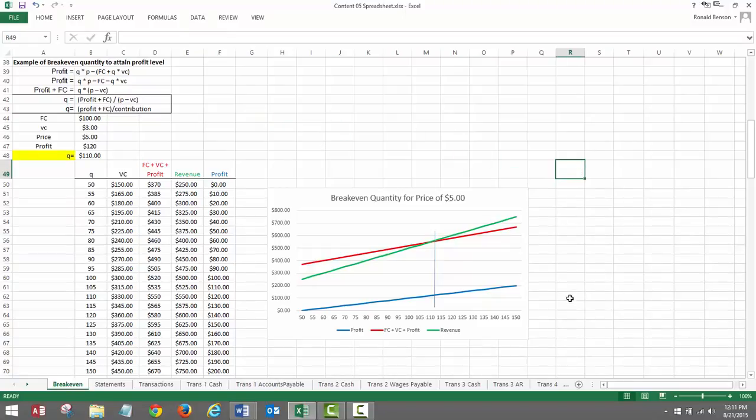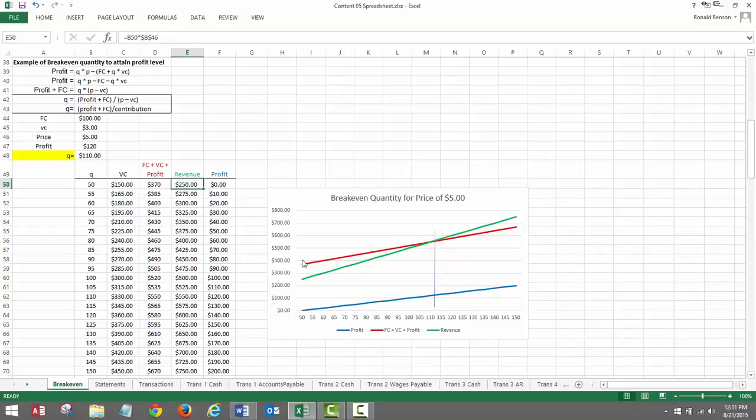Graphically, that looks like this. I started at 50, a little bit higher because we know the break-even point was higher than that without the profit. So with the profit, it has to be higher. So we'll start with 50. The variable cost, $3 times 50 is $150. If we add the fixed costs, 100, plus the variable cost, 150, plus the profit of 120, you have $370. The revenue for 50 units at 5 is $250.